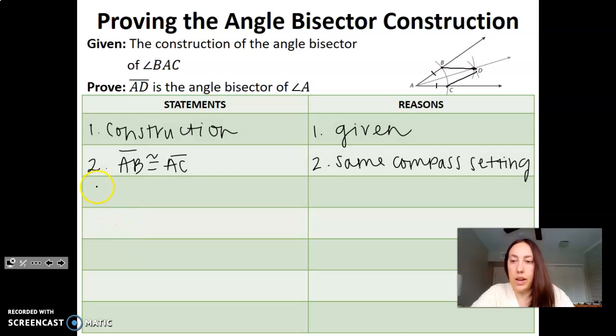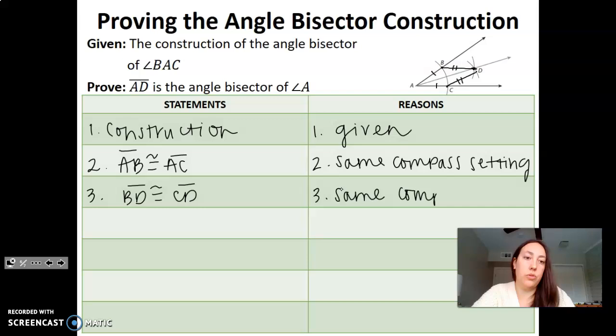Okay, the other thing I know is that BD has to be the same length as CD, and that's for the same reasons. We used the same compass setting to make these two arcs that intersect to create point D. So that's going to be my reason again. We used the same compass setting, so we know those two segments have to be congruent to each other.